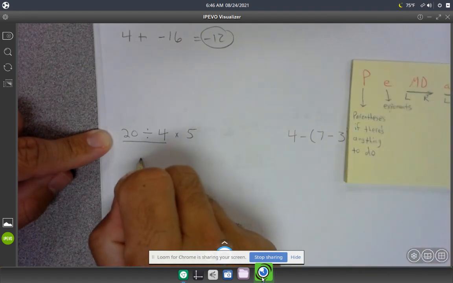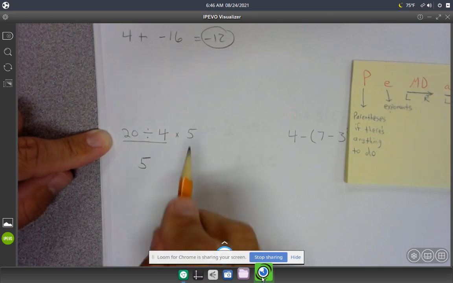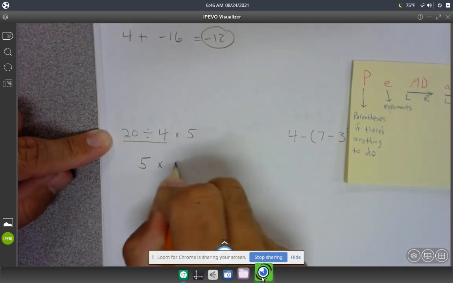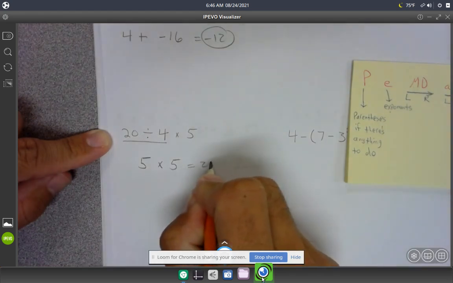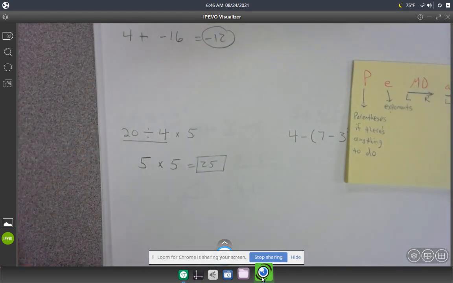20 divided by 4, that's equal to 5. And then we still have this times 5 that we gotta bring down. All right, 5 times 5, that's 25. Cool.